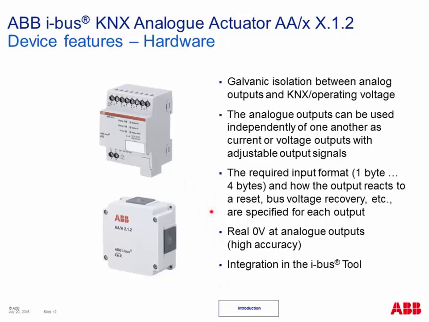The KNX telegrams coming to this analogue actuator can be between 1 byte and 4 bytes. And of course, you can parameterize different things like how the output should react in case of reset or bus voltage recovery. So it's possible to specify for each output independently. We have increased the accuracy of the outputs. So real 0 volt at analogue outputs, if you have no value coming to this device, this was not available before.